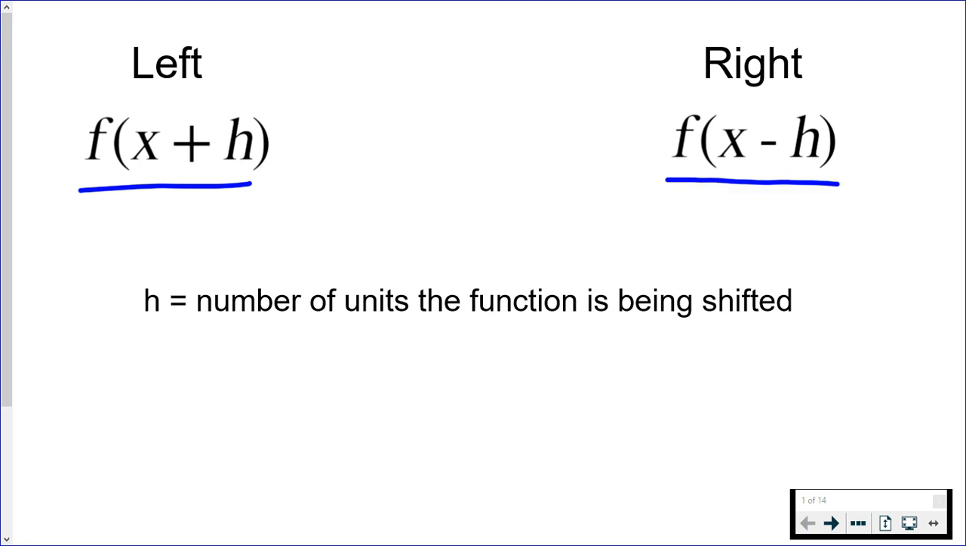Notice in these notations, left is actually a plus sign, right is actually a minus sign. Please remember that the sign is the opposite of what you would actually expect here. So if we're shifting to the left, that would be plus, in this case, h, which is just how many units you're moving. And then if you're moving to the right, it would be minus.